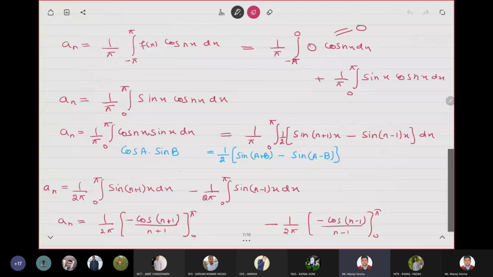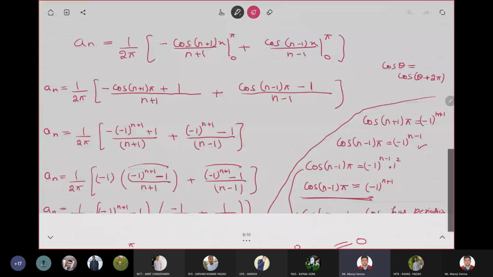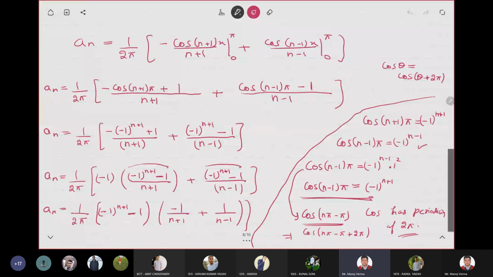Okay, it was 0 to pi. This was minus cos. We have counted. Okay. Minus 1 upon n plus 1, n plus n minus 1. Okay, वो यहाँ पे ही था. Okay, ठीक है.